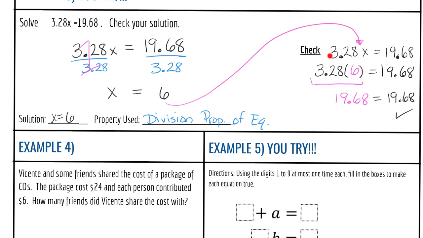To check, you rewrite this initial equation. And then instead of x, we're going to multiply. I usually put parentheses. It makes it easier. And then we multiplied, and that's 19 and 6800ths. And they both equal, so we're good to go. All right, let's look at example 4.